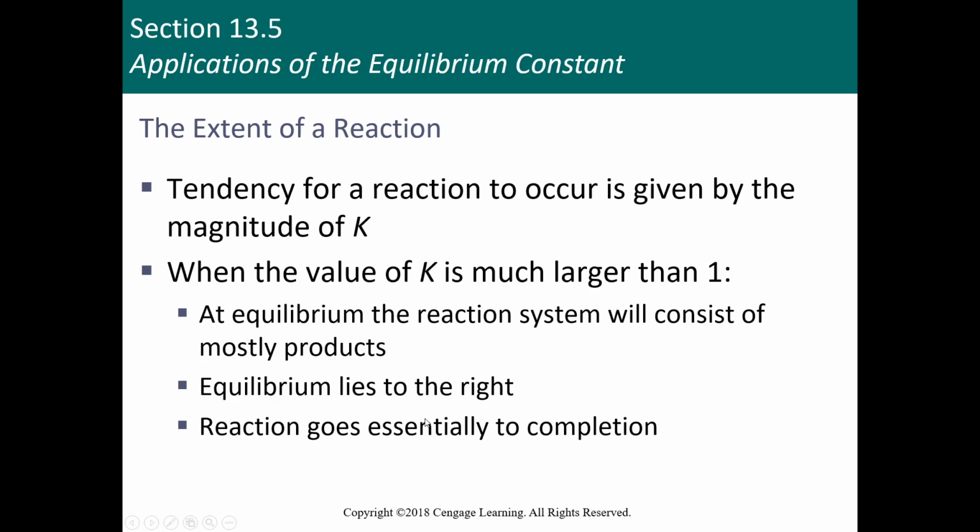The reaction goes essentially to completion if it is a value much, much larger than 1. Now, notice I'm saying much, much larger than 1. This means that it's a large value, okay? Like thousands, hundreds at least. And this is not true for something that's like 10. As we saw before, it does not go to essentially completion for 10. 1,000, it would go essentially to completion, okay?